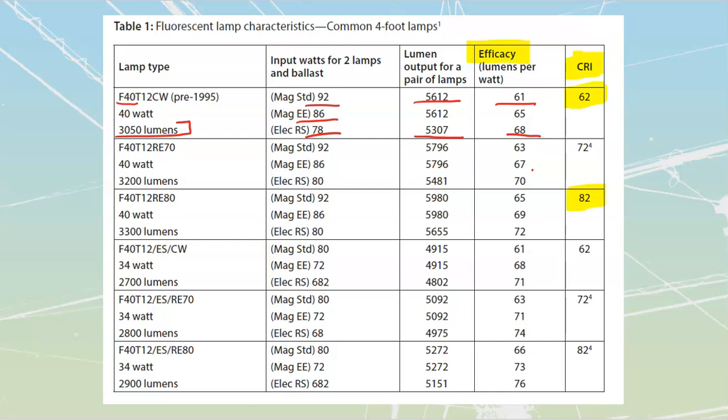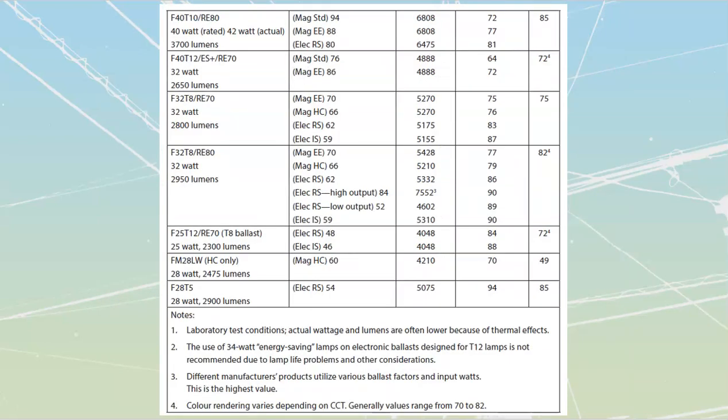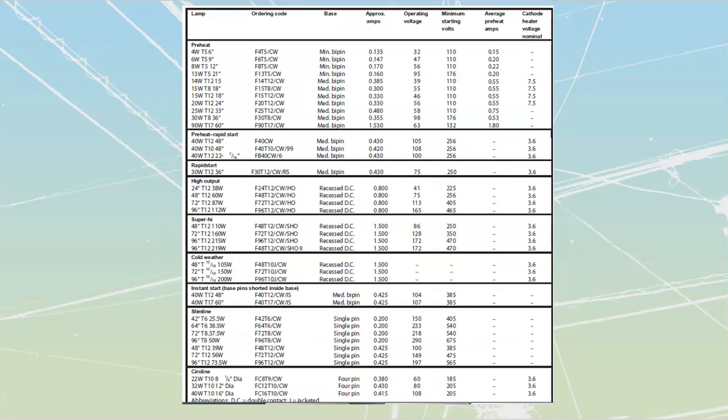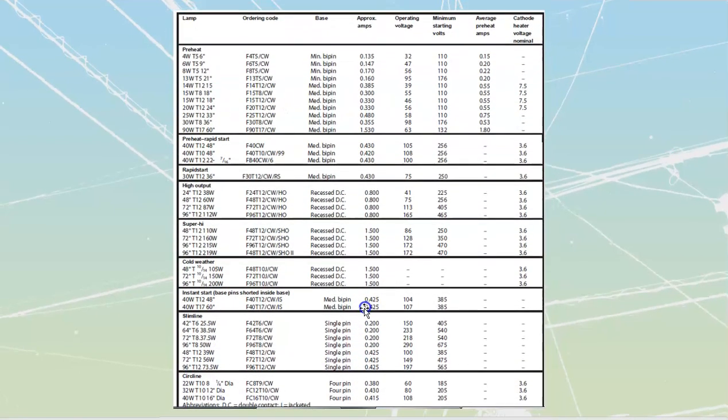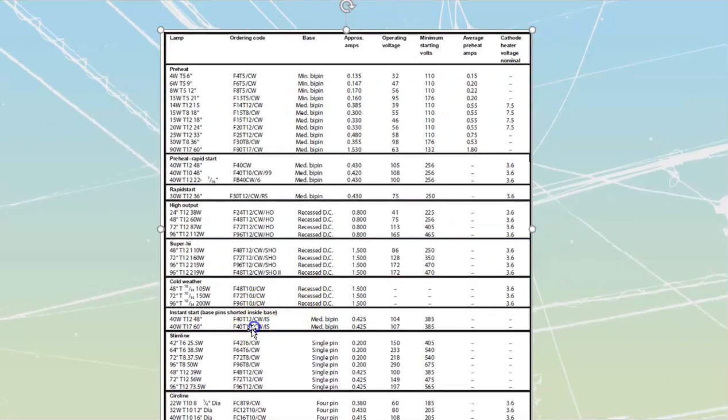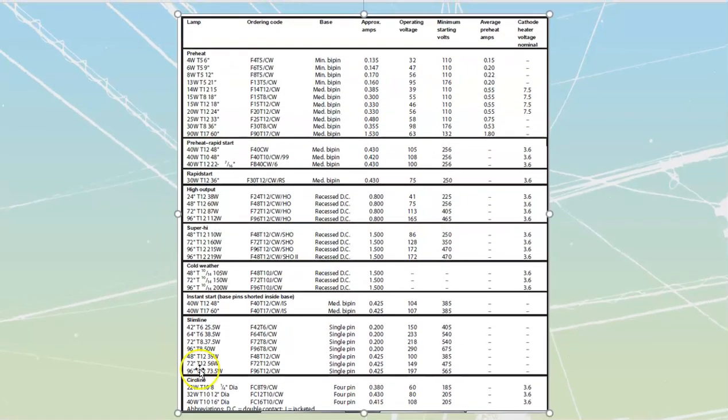All of these are going to be done the same way. This is just a continuation of that same table. This one over here talks about different types of lamps, the ordering code, and the base that it has, so you can match it, whether it's a double recess, double contact, medium bipin, single pin, four pin, etc. The 4-pin is really just limited to those circline tubes down there. Then the operating value of voltage, the approximate amps, and the operating value of voltage per lamp that we are looking at.